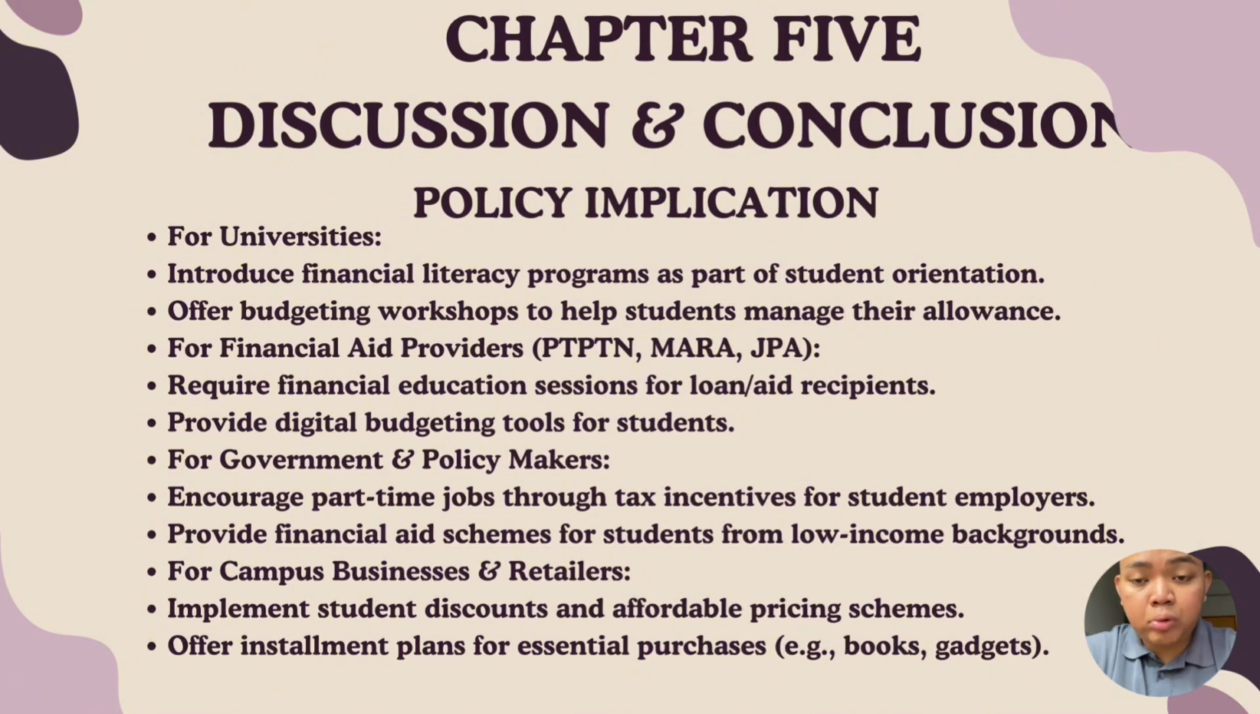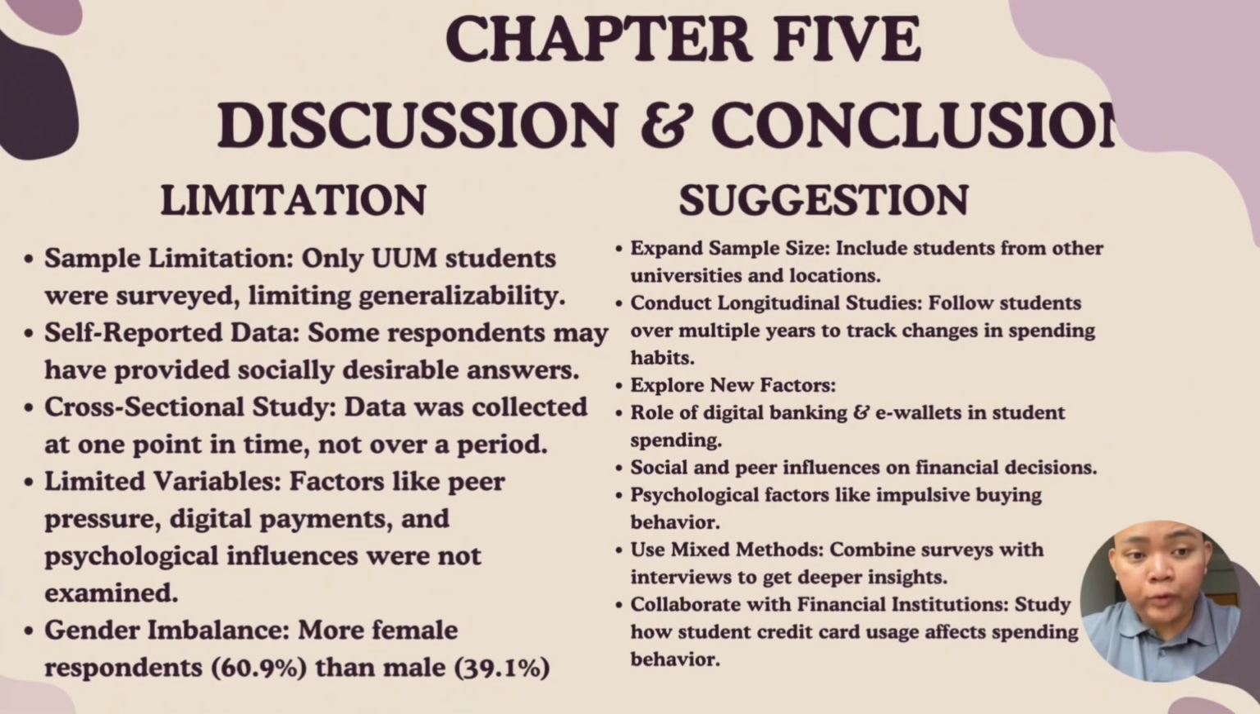Thirdly is government policy on part-time job. Encouraging student employment through incentive for employers could enhance student financial independence. Student-friendly pricing strategy. Campus vendors should consider introducing affordable options for essential goods and service. Next, we move to limitation. The first one is sample scope.